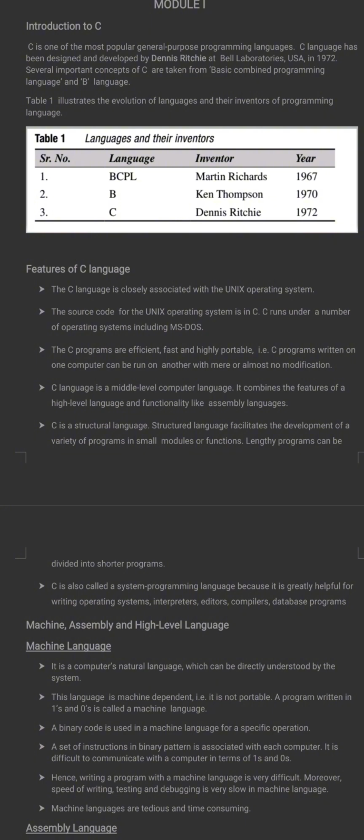Next one is, C is a structured language, and structured language facilitates the development of a variety of programs in small modules or functions. Lengthy programs can be divided into shorter programs. The next one is, C is also called a system programming language because it is greatly helpful for writing operating systems, interpreters, editors, compilers, and database programs.